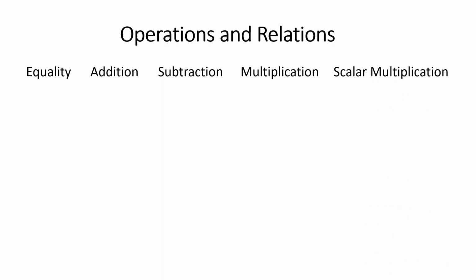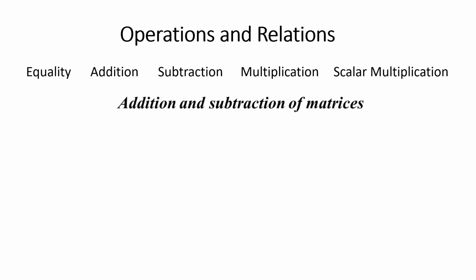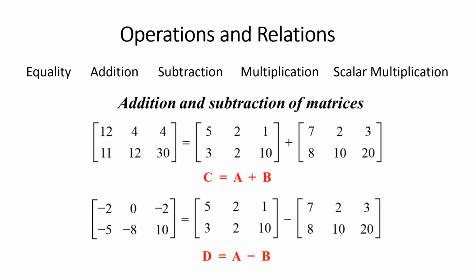Operations and relations. In linear algebra, one relation, equality, and four operations, addition, subtraction, multiplication, and scalar multiplication, are defined for matrices. Two matrices can be added if they have the same number of columns and rows. This addition is shown as C = A + B. Subtraction is the same except that each element of B is subtracted from the corresponding element of A.